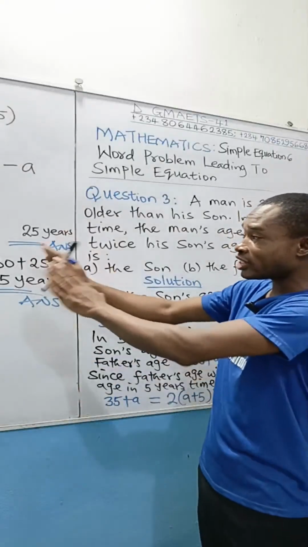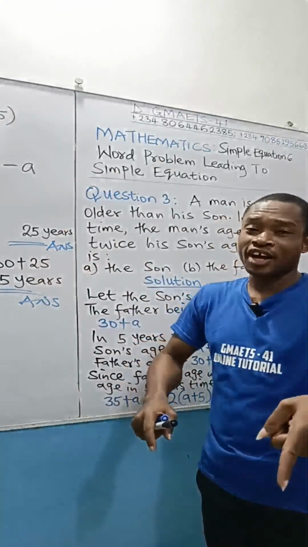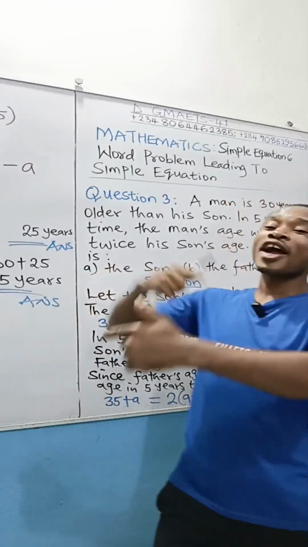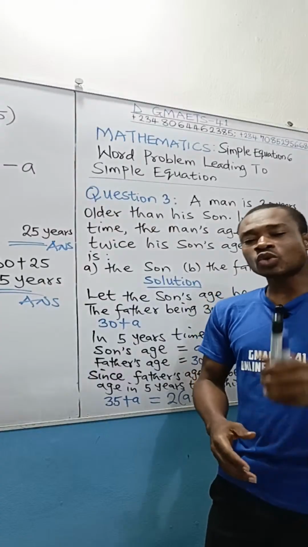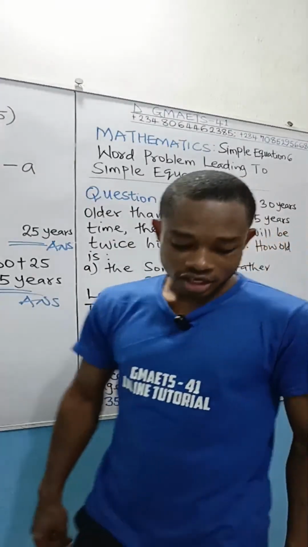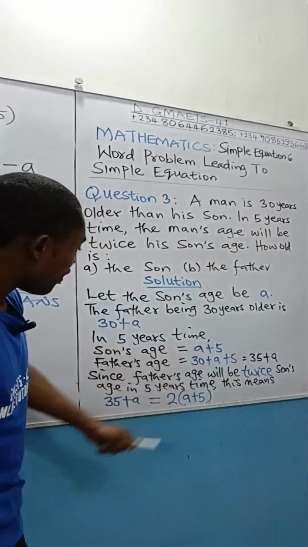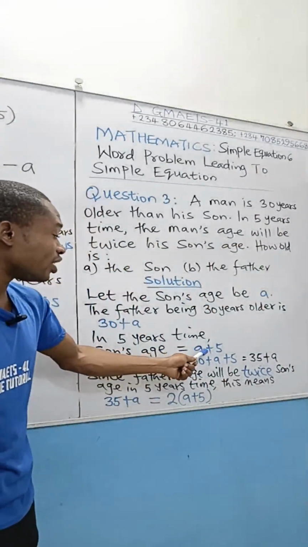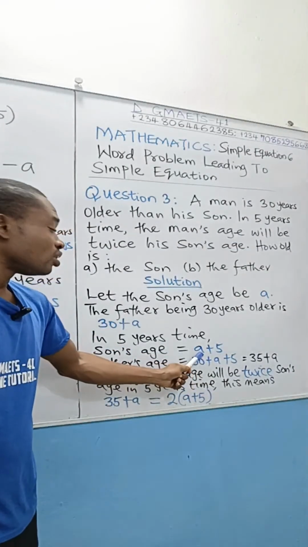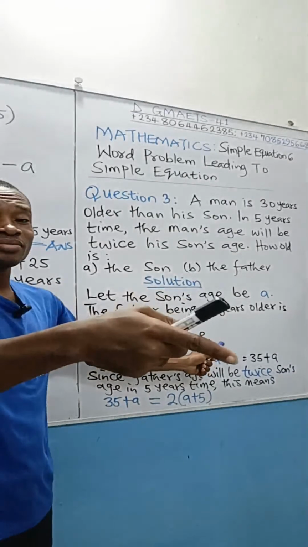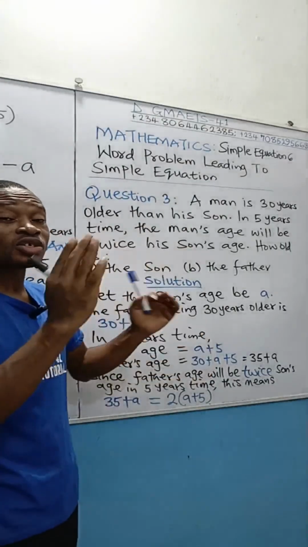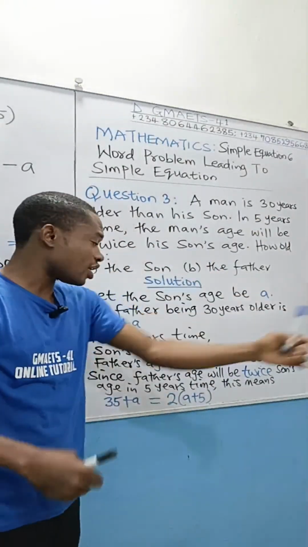Remember, we have calculated already that the son's age is 25 and the father's age is 55 years. Now, if you go 5 years ahead, what will be the son's age? What will be the son's age in 5 years' time? Look at it. The son's age will be A plus 5. That A plus 5 is 25 plus 5, which is 30, because we got the son's age to be 25. So if you add 5 years to it, you get 30. The son's age will be 30 in 5 years' time.